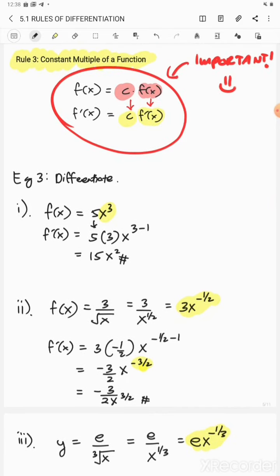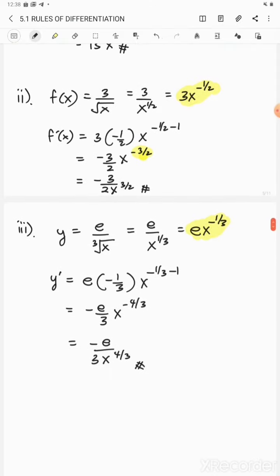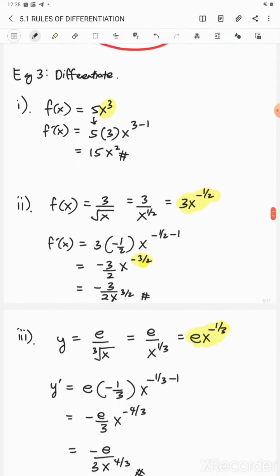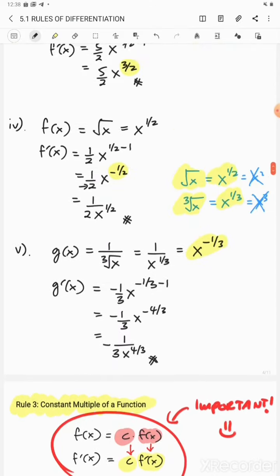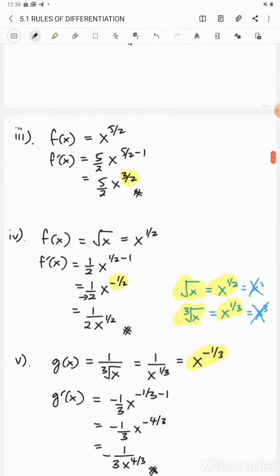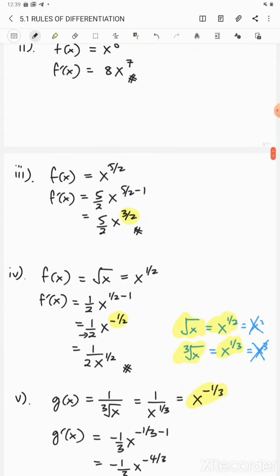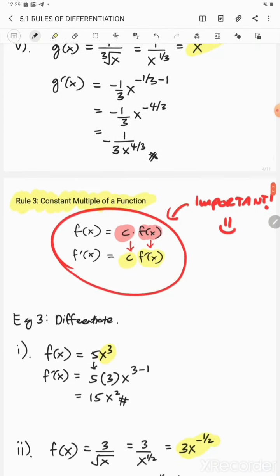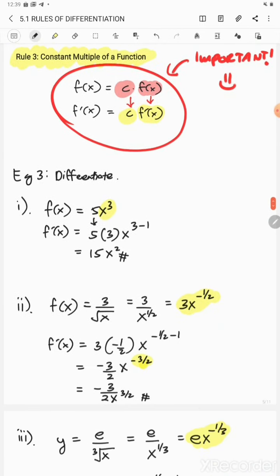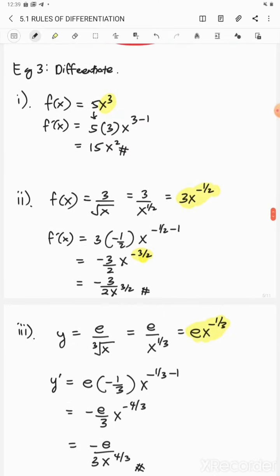So I hope you understand. You can see the differences between these two: for the power rule function, we only have the power for each term. Now we already have a constant in front of the function. So what you have to do, you just follow step by step.